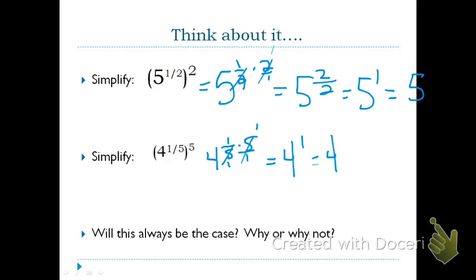So what's going on here? Do you notice that when you take a number to a fractional power, to the power of the same number as the denominator, it looks like everything cancels out and you're just left with the base? That base number is your answer. So will that always be the case? Yeah, just as long as the numerator of that fraction is a 1, because you're multiplying by the reciprocal every single time.